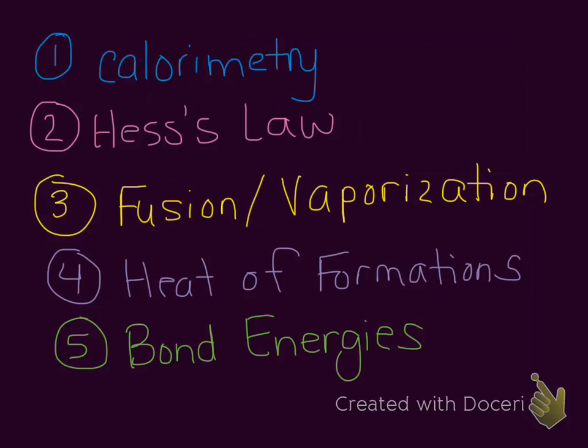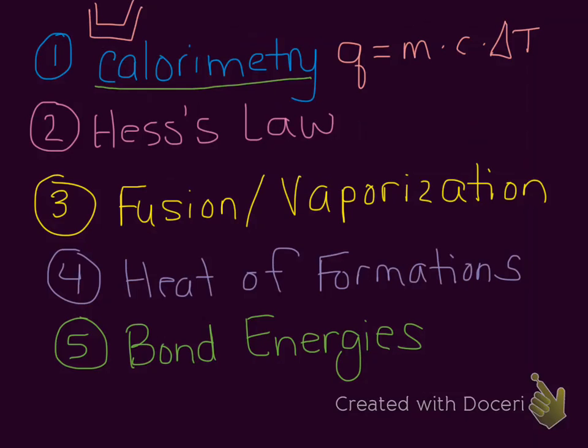So the first way is to use calorimetry. When you use calorimetry, you're going to use Q. So you're going to say Q equals m dot c dot delta T. And you're going to use the calorimetry setup where you've got the two styrofoam cups, and you've got your lid. I want to draw a lid here, and you measure the heat transfer. So that's one way that you can calculate it. And there's an entire video on that.